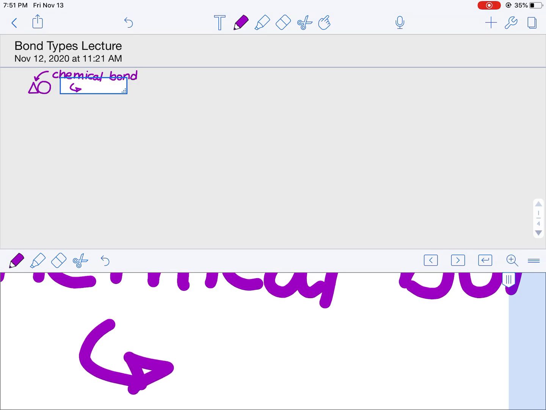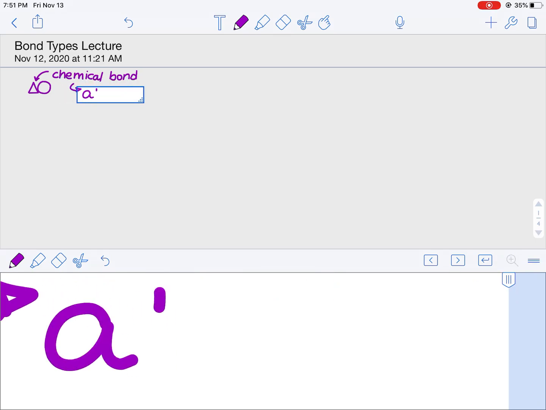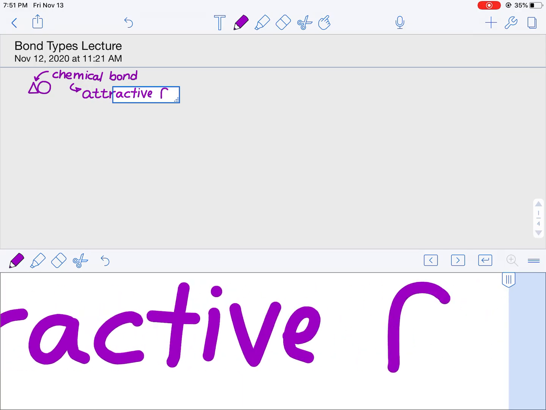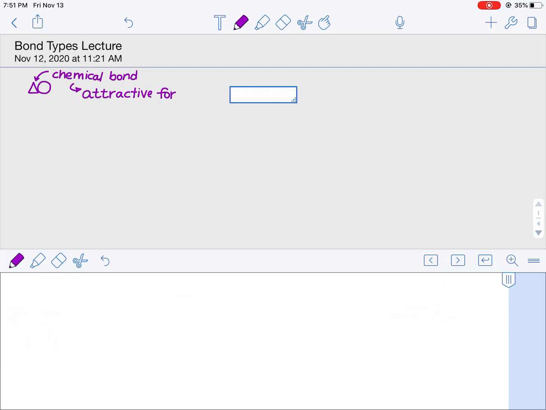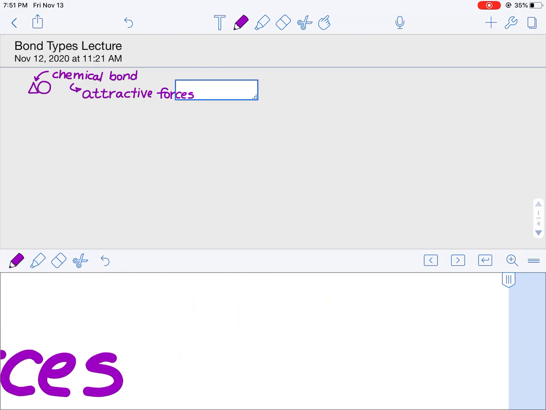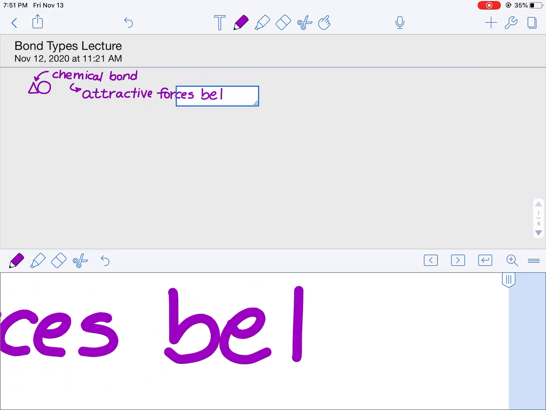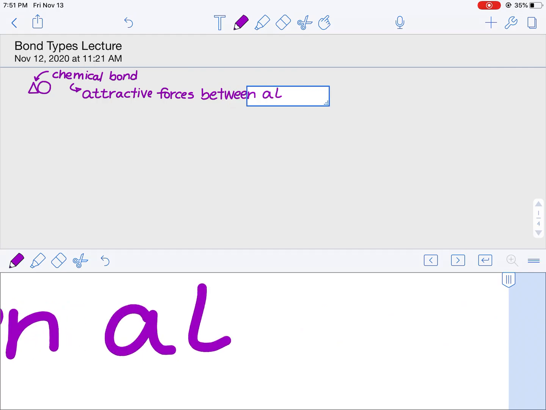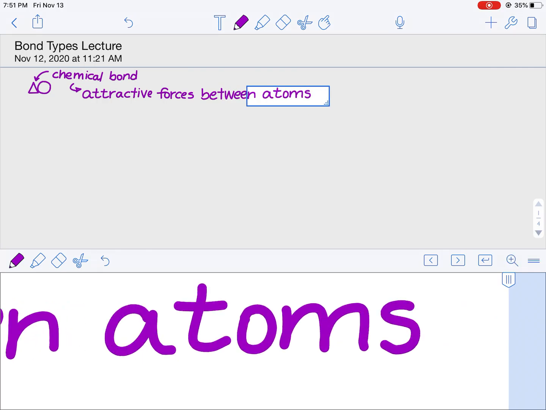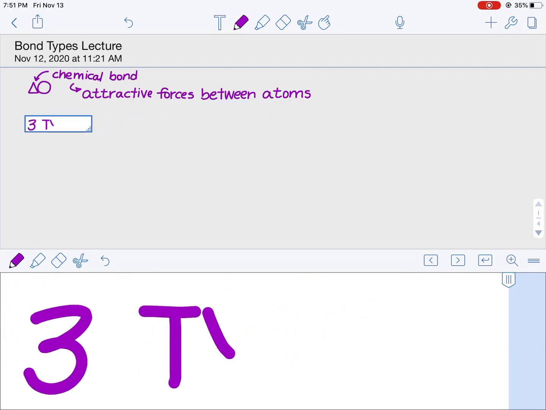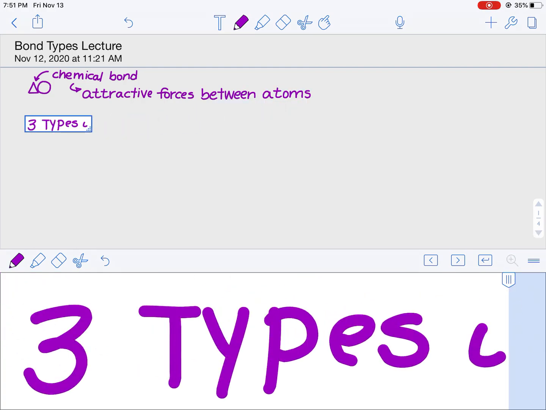Chemical bonds are ultimately attractive forces between atoms. And there are three types that we're going to learn about. Three types of bonds.